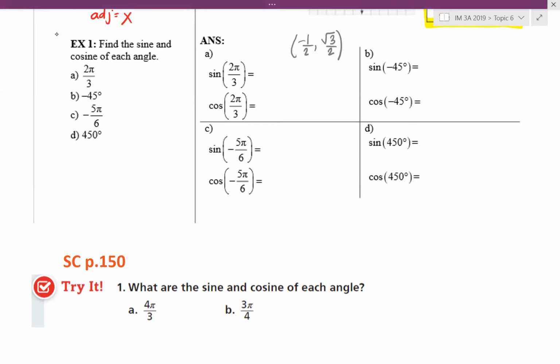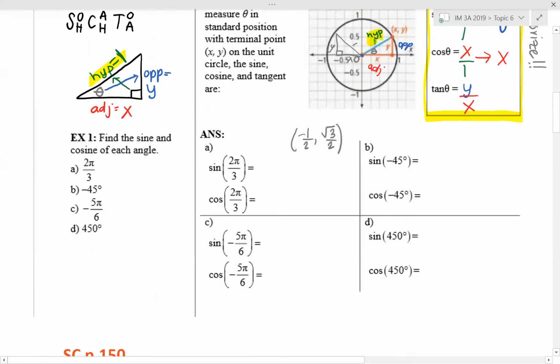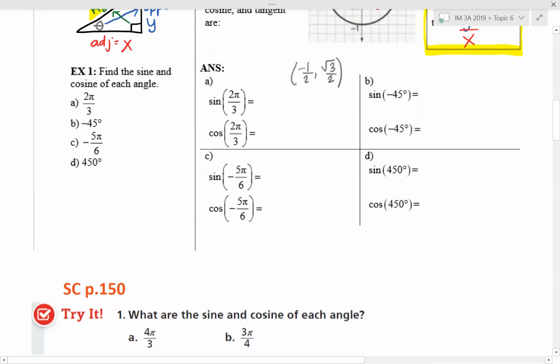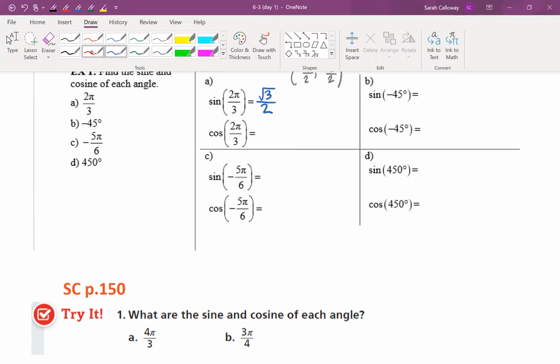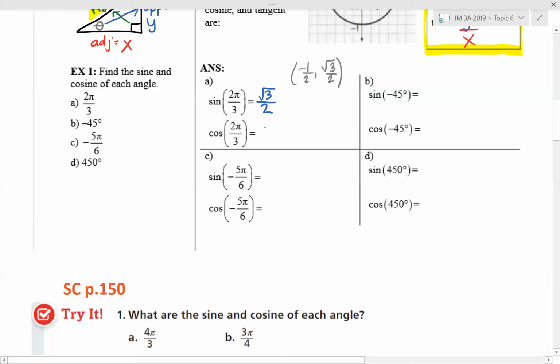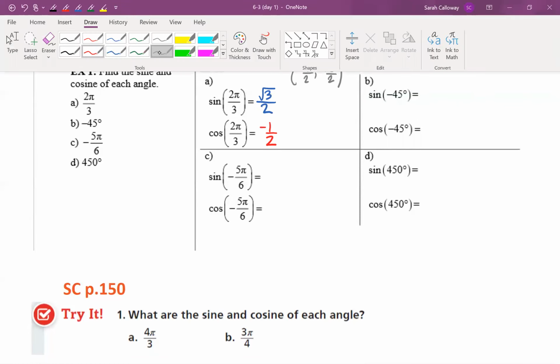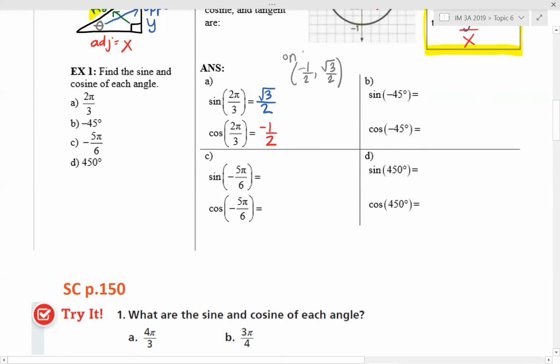We know that sine of theta is equal to the y coordinate. So that means that sine of 2 pi over 3 is the square root of 3 over 2. And that's all we have to do. We're just identifying the point on the unit circle. Its y coordinate is the sine. Its x coordinate is the cosine. So that means that cosine of 2 pi over 3 is -1/2. Again, we're just looking at the unit circle and writing down that ordered pair. That ordered pair gives us our answers.